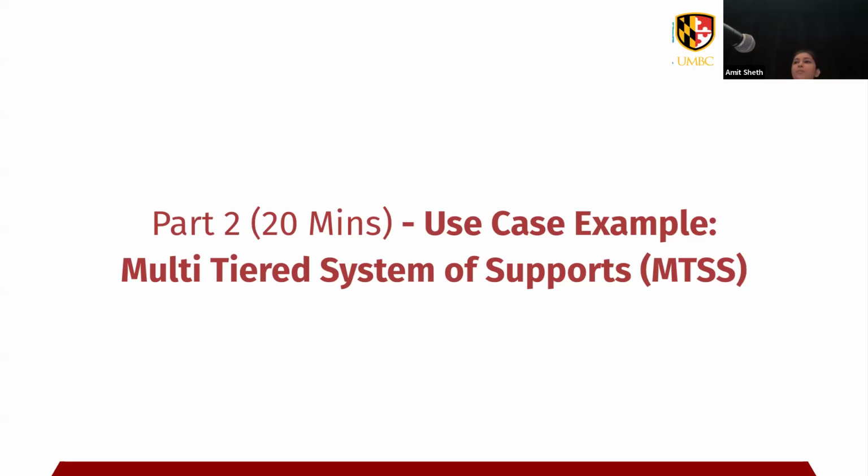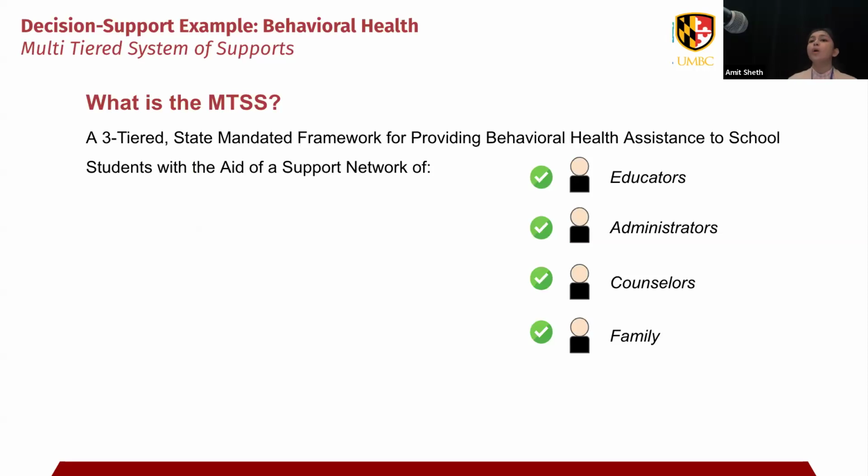I'm Megha, and I'll take up the next two parts of this session. So the first part, I talk about our use case example, which is the multi-tiered system of supports, or MTSS. So what is MTSS? It's a three-tiered, state-mandated framework for providing mental and behavioral health support for students in school. And this is done by a support network, which consists of educators, administrators, counselors, or family members.